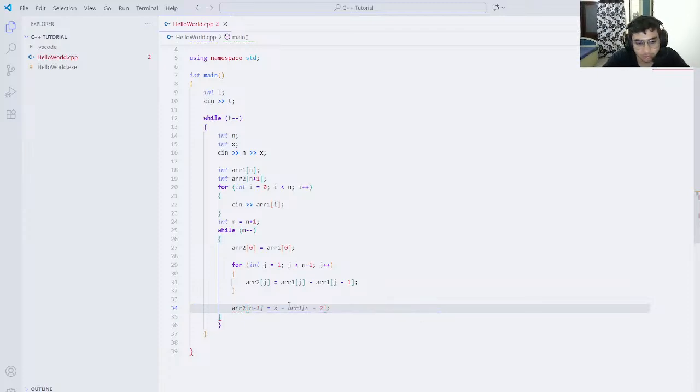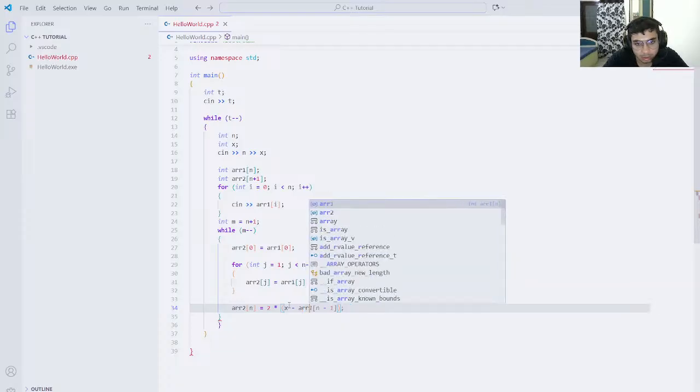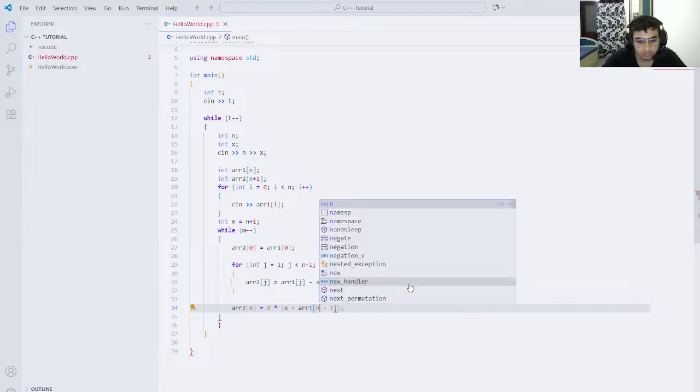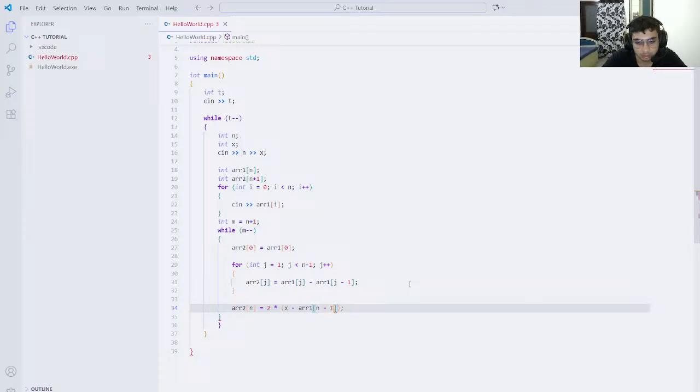ARR2[n] is equal to x minus ARR1[n minus 1]. Oh, what did I do? N is equal to 2 times x minus ARR1 and minus 1. I suppose so. I think this should be right.